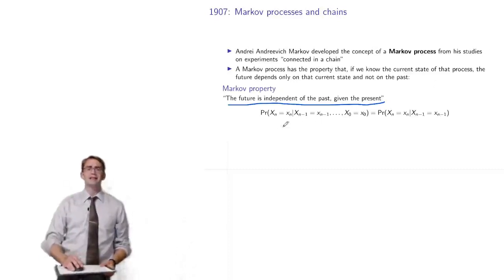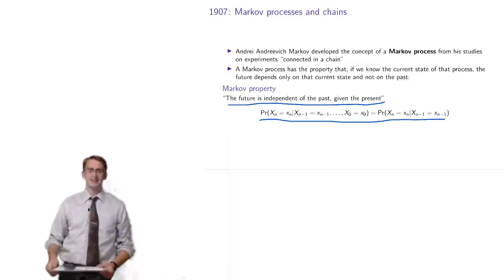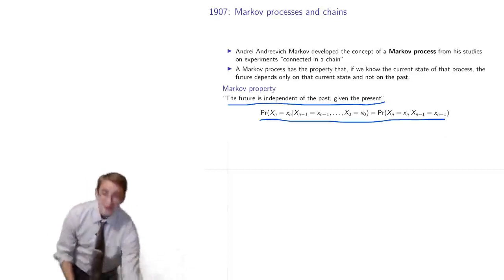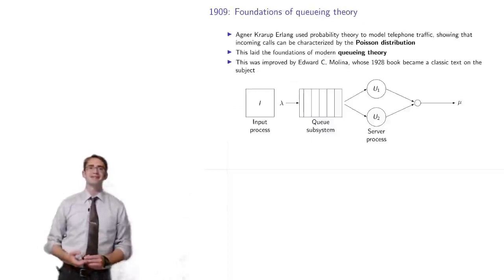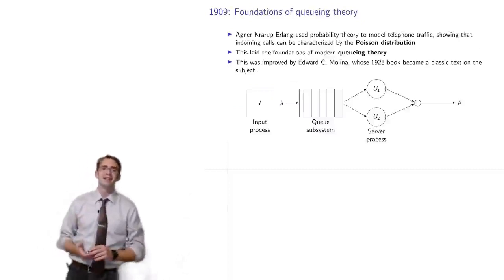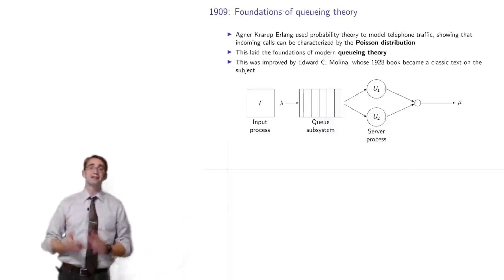I've written out what it means mathematically in terms of conditional probabilities here with this big messy thing, and by the end of the course, you'll be very familiar with what I've written there. Right now, that probably looks like a lot of gibberish, but you'll be familiar with it by the time we finish. 1909 was when we saw people laying the foundations of queuing theory, which is the last unit we're going to talk about in this course.